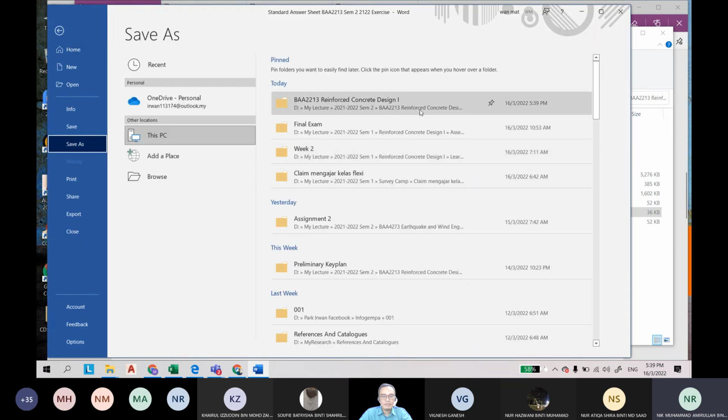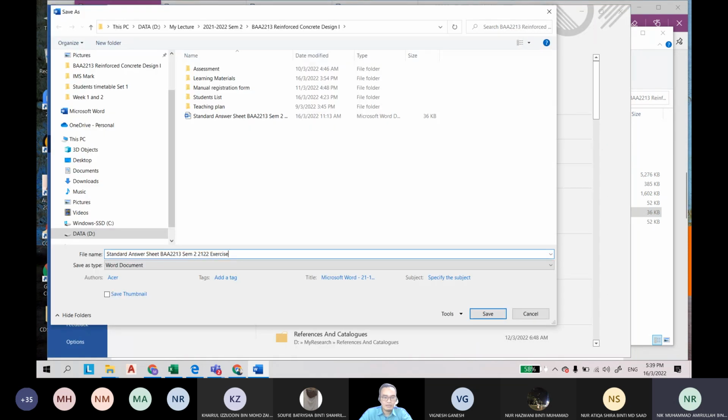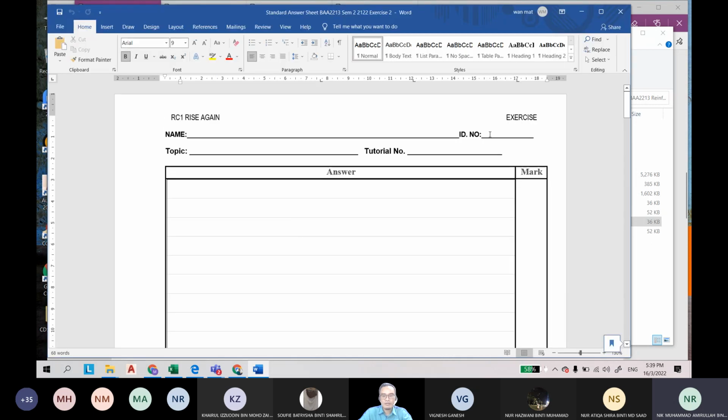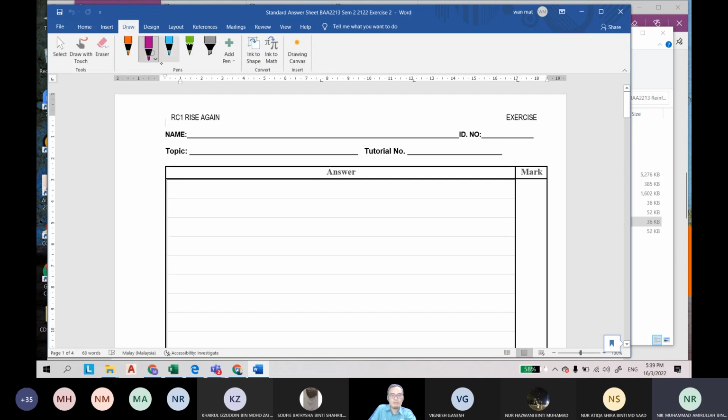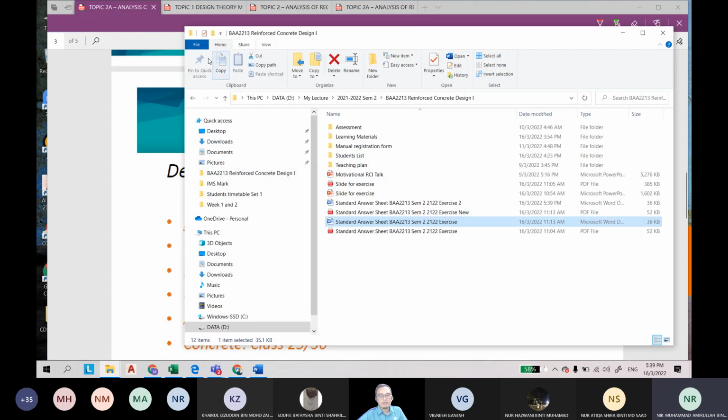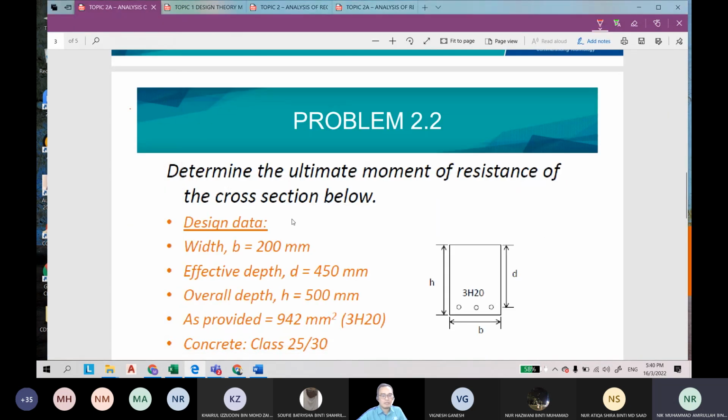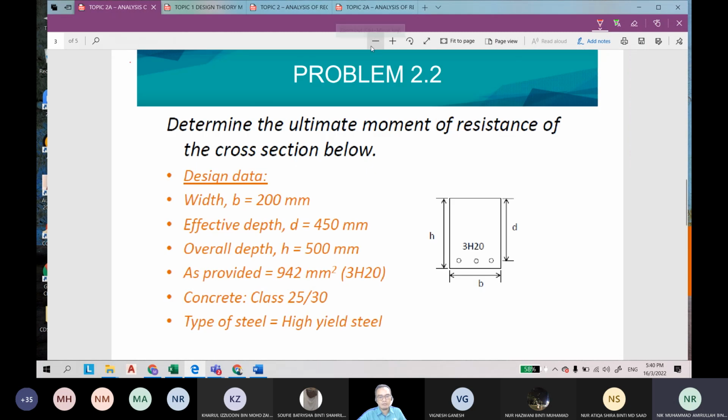So as exercise 2, this is exercise number 2. Let us start now. Bismillahirrahmanirrahim. Based on problem 2.2, the first thing that I want you to know is what is the difference between problem 2.2 and problem 2.1? Anybody? Anybody can tell me?